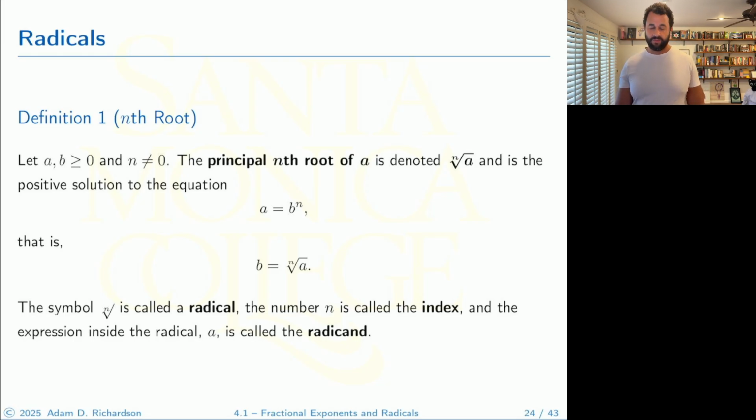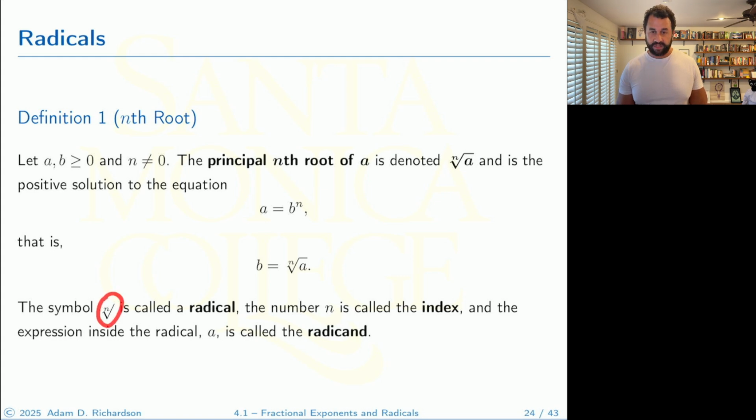We've seen them a couple of times already, but let's put them on a more logical foundation. Suppose A and B are greater than or equal to 0, and suppose that n is not equal to 0. Then the principal nth root of A is denoted by n radical A, and we define it as the positive solution to this equation. In essence, if we wanted to solve this equation for b, we would take the nth root of both sides and get that b is equal to the nth root of a. So this is what we call the nth root of a.